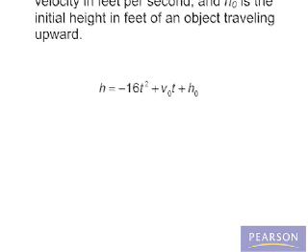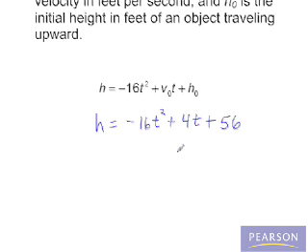So substituting those values into our formula, we currently have h equals negative 16t squared plus our initial velocity, as stated, was 4 feet per second. So v sub 0 will be 4 times t, and our initial height, 56.